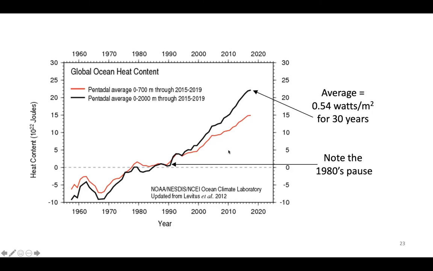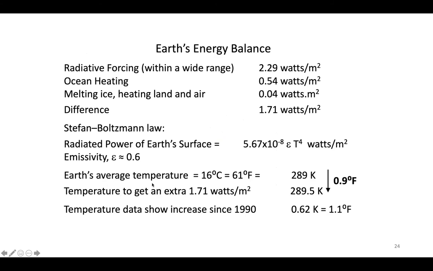Let me go on with a little bit more discussion of this ocean business. The radiative forcing value that the IPCC suggested for 2011 was 2.29 watts per square meter. Now the ocean heating, as we saw, is about 0.5 watt per square meter, and it's known that melting ice and heating land adds a little bit more to that. The difference is 1.71 watts. What happened to that 1.7 watts? Why didn't that 1.7 watts get collected too?